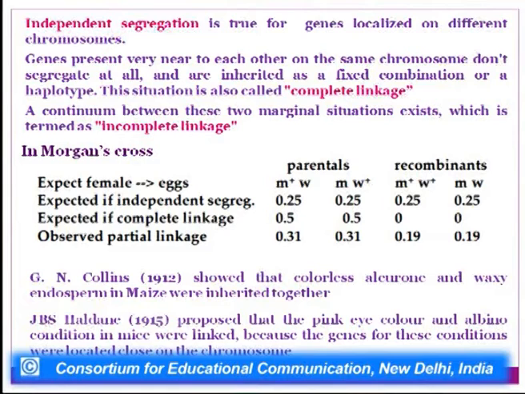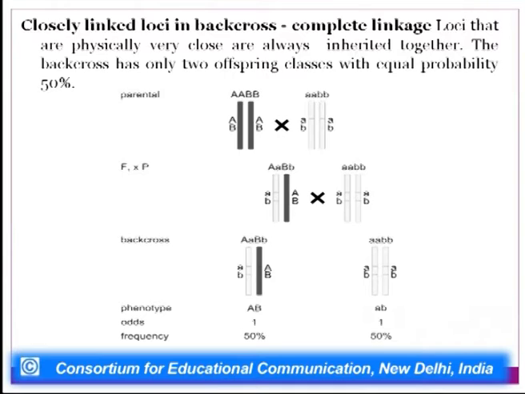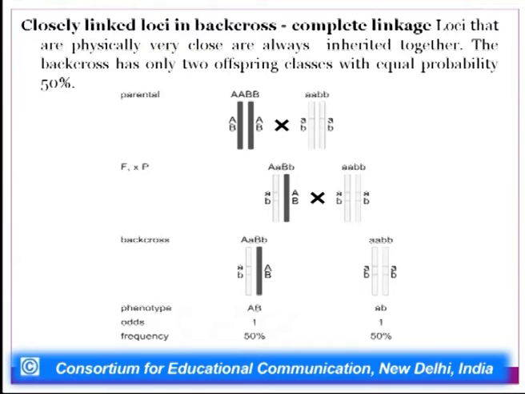If you look at closely linked loci in the back cross, or complete linkage, then loci that are physically very close are always inherited together, and the back cross will have only two offspring classes with equal probability. The same thing is shown here by way of a cross: the two alleles, for example capital A and capital B, if crossed and back-crossed with the recessive homozygous condition, then the odds will be 1:1, or the frequency will be 50% and 50% when there is complete linkage.